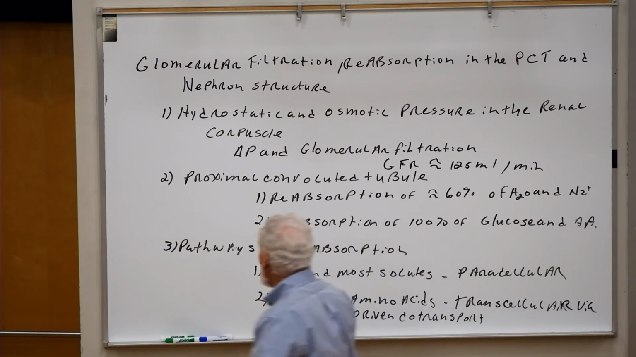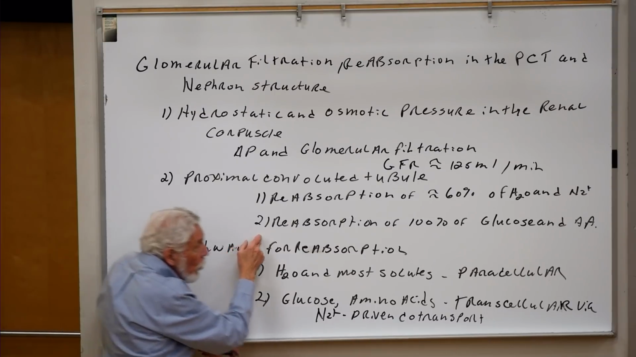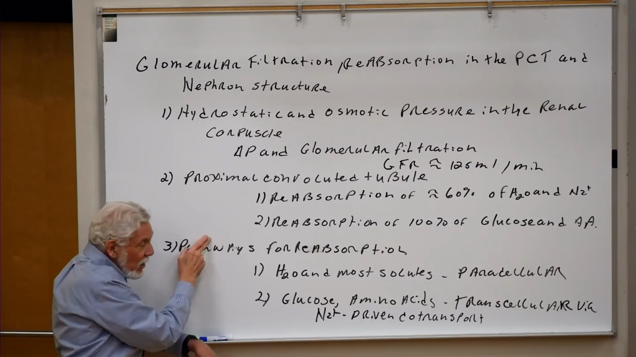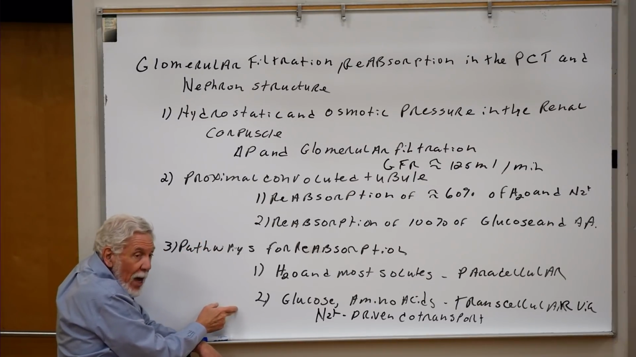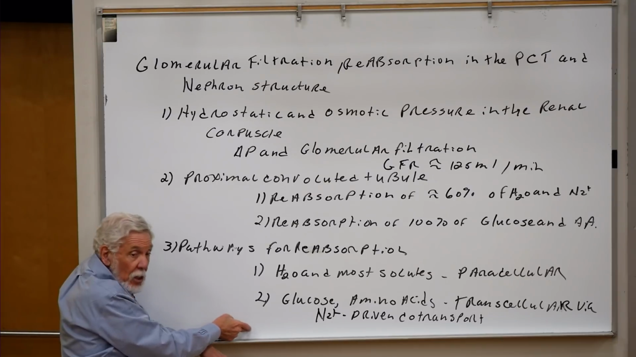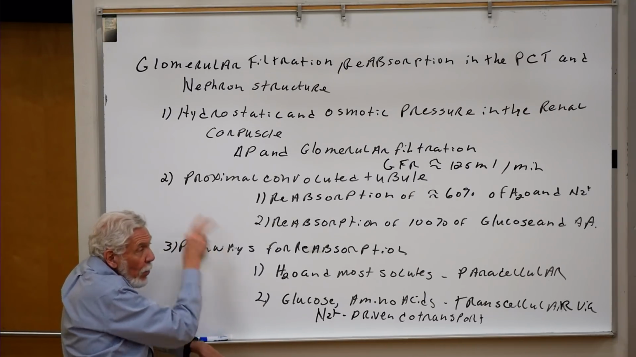In contrast, we're going to move the glucose and amino acids in something known as a transcellular route. So the glucose and amino acids are going to move across the apical membrane of the epithelial cells into the cytoplasm and then across the basilar membrane and back into the blood. And we'll talk about how that gets done.